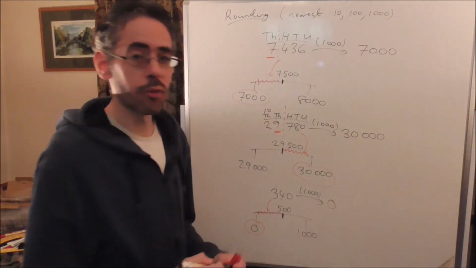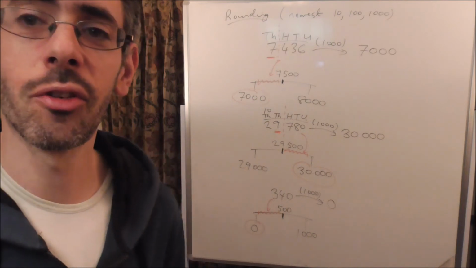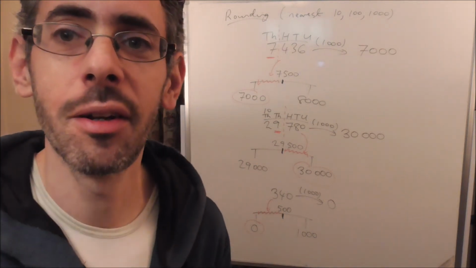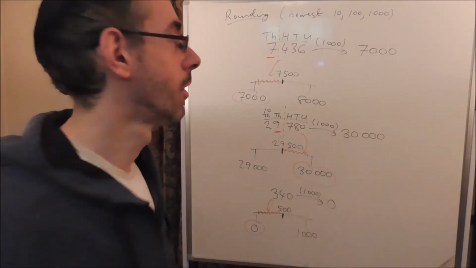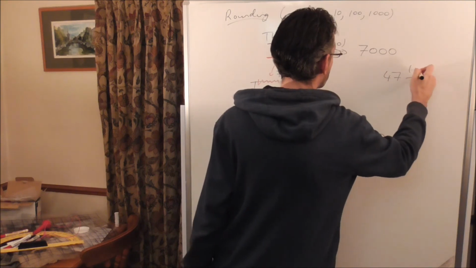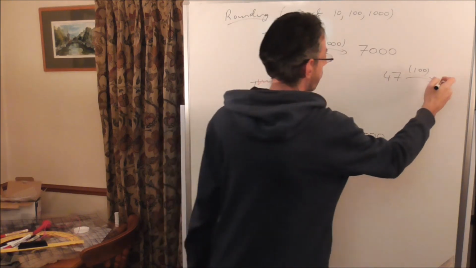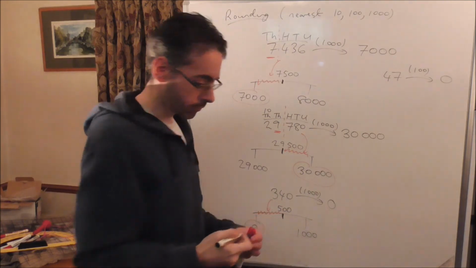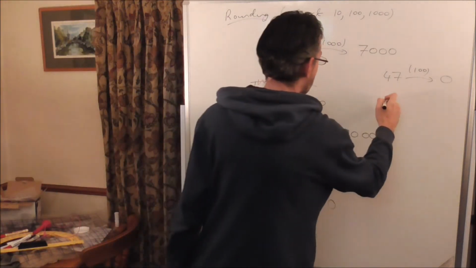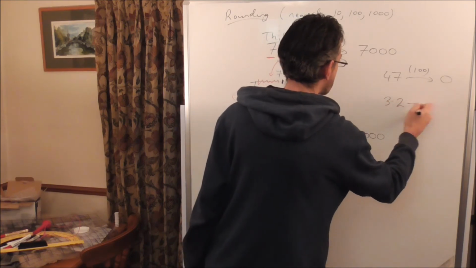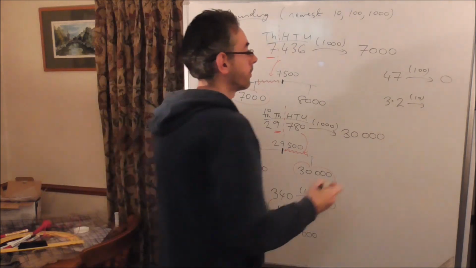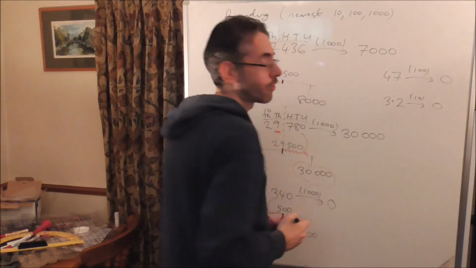So I guess if a number is less than 500, then rounded to the nearest 1,000 it's 0. And in the same way, if a number is less than 50, then to the nearest 100 it's 0. So for example, 47, rounded to the nearest 100, because it's less than 50, I guess that also rounds to 0. Or a number less than 5 rounded to the nearest 10 would be 0. So for example, 3.2 to the nearest 10. Because it's less than 5, I guess that would also be 0. So that's a bit strange.